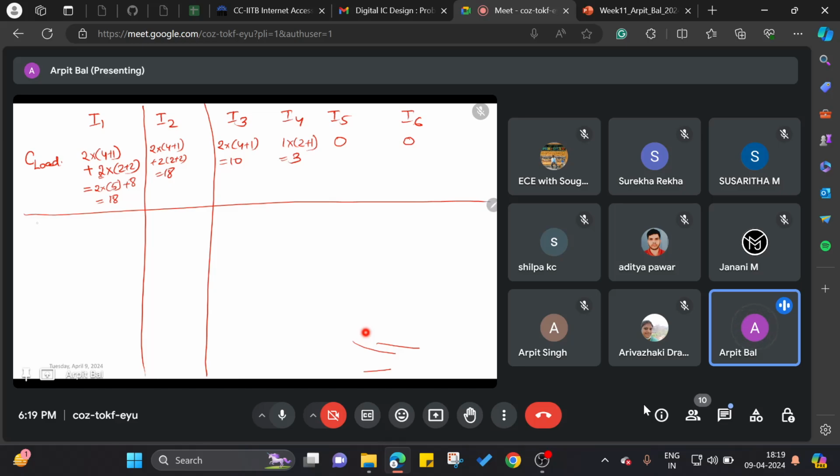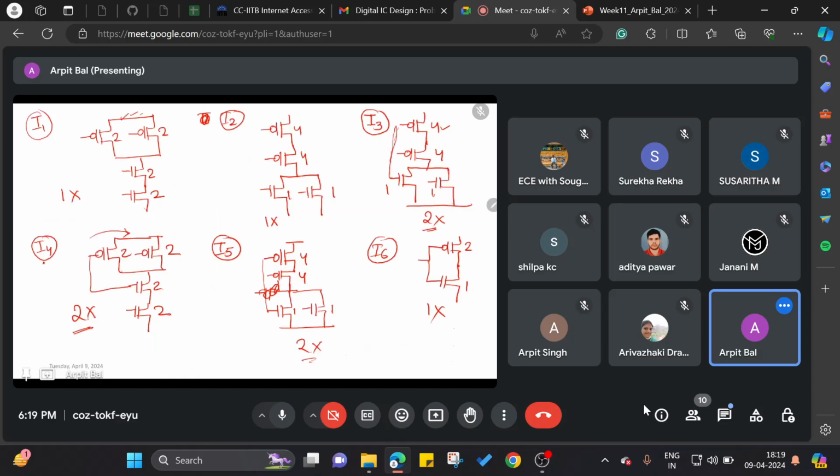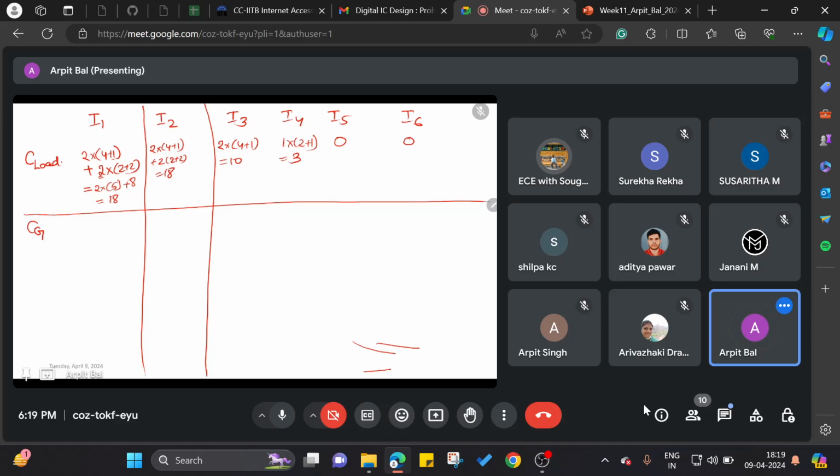Next, what is the gate capacitance? So gate capacitance, we can find it from here itself. For I1 it is going to be 2 plus 2. Similarly, we need to calculate the gate capacitance. I1 it is 1 into 2 plus 2, that is 4. I2 is 1 into 4 plus 1, that is 5.